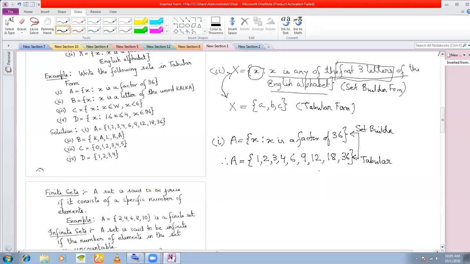Now is it clear a little bit? Yes, sir. The same set expressed in two different ways. Let us see the next one. The next one is again given in your set builder form. X is an element of this set, and what is the definition of X? X is a letter of the word Kalka.